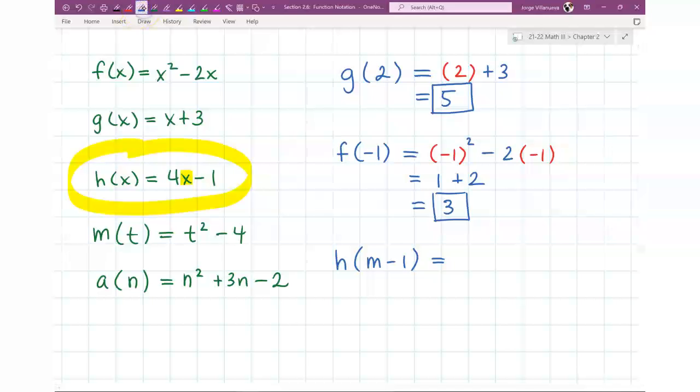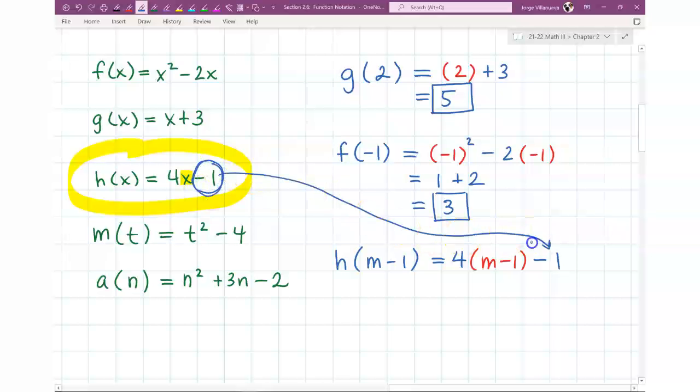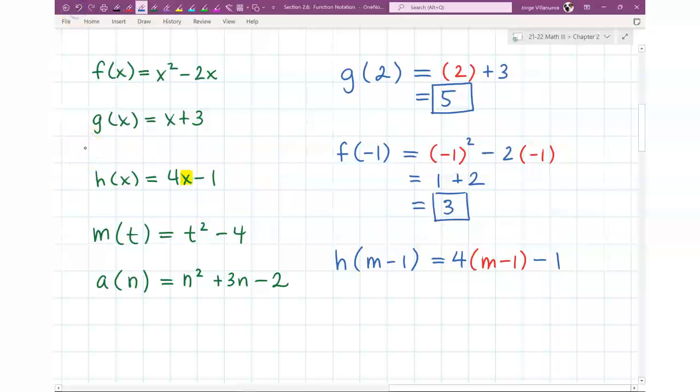That's all you're going to do. So it's going to look like this. 4 times m minus 1, minus 1. So instead of 4x minus 1, it's 4 times m minus 1, and then a minus 1. Now, if you're wondering why do we have two minus 1s, this little piece right here is that. So the 4x becomes 4 times m minus 1, and then we have a minus 1 that's just left over. All right? So if you just simplify it, you'll be done. So 4 times m, that's 4m. 4 times negative 1 is negative 4 minus 1.